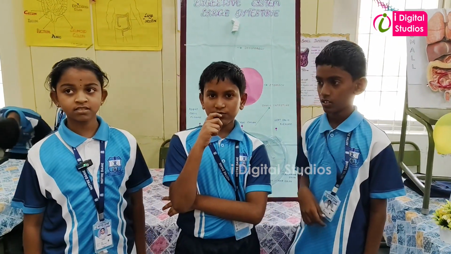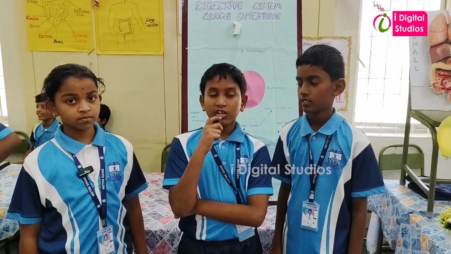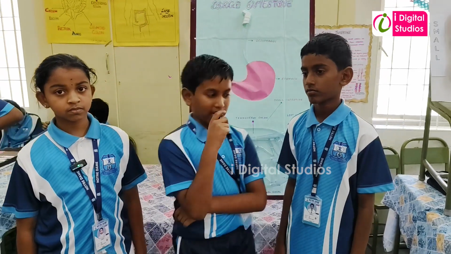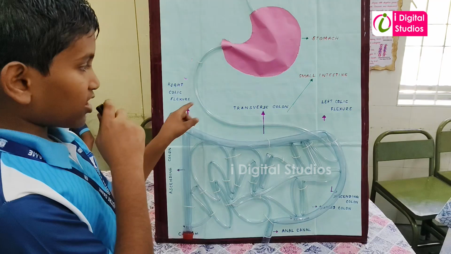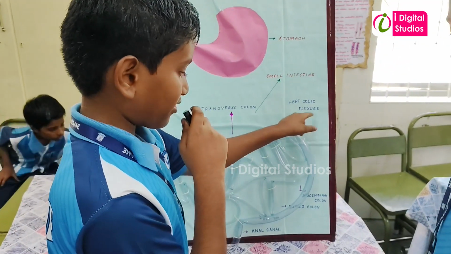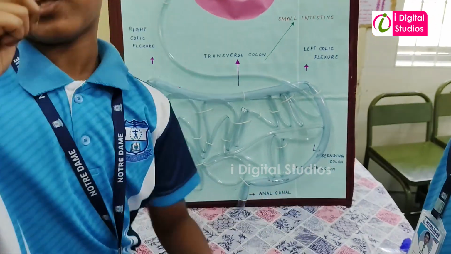Welcome to the digestive system world to know about the large intestine. The large intestine extends from the ileocecal junction to the anus. It is about 1.5 meters long and is divided into cecum, ascending colon, right colic flexure, transverse colon, left colic flexure, descending colon, sigmoid colon, and rectum and anal canal.